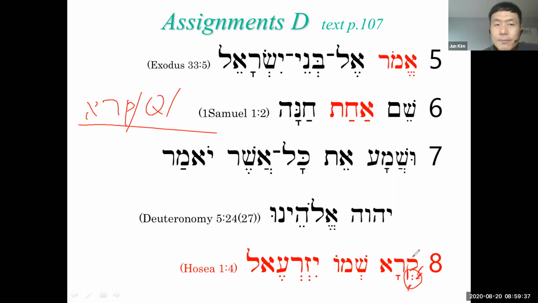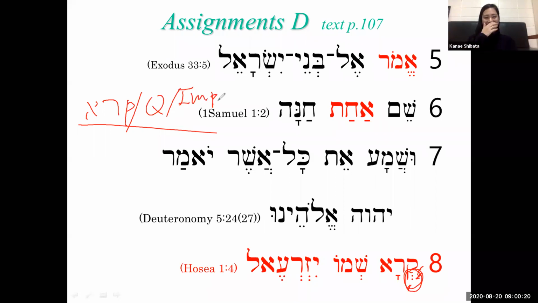The internet is quite slow there. Shewa is for what form? Oh, are you asking me about form? Form, yes. Sorry, I was still in the Piel stem. Imperative. Yes, good.